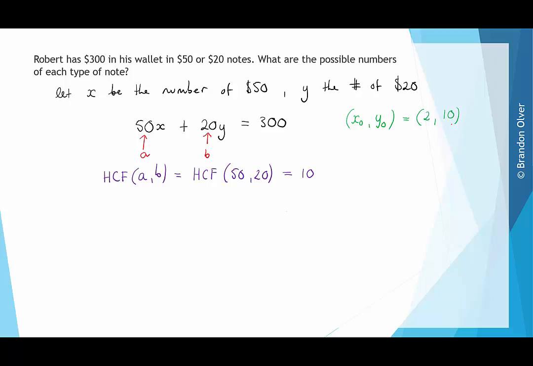So next up we need to just plug in our values to our general solution. So we know that x is equal to x0 plus b on d times t. y is equal to y0 minus a on d times t, and t is going to be an element of integers.